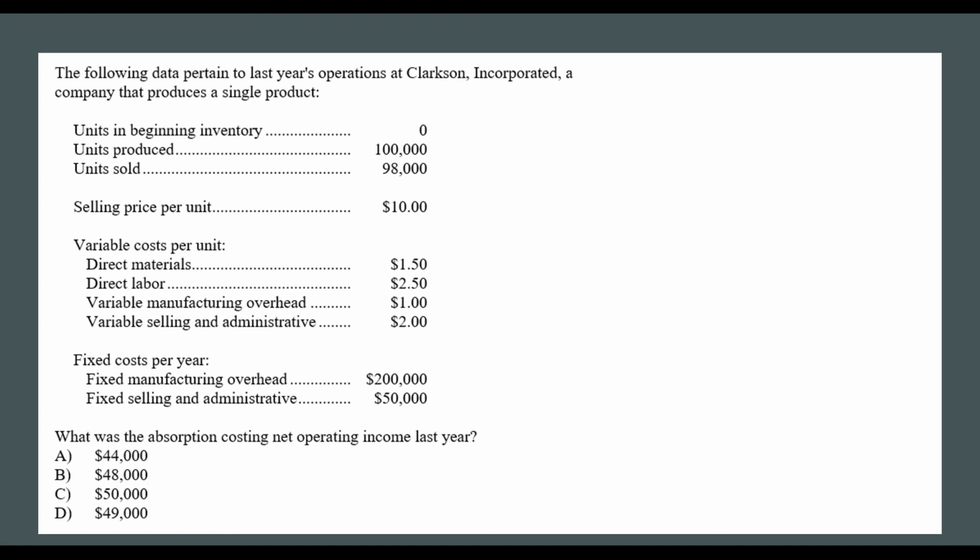So I'll be giving you another 10 minutes to solve this problem. Okay? What is the requirement again? It is your net operating income for absorption costing for last year. Okay? So guys, please compute.